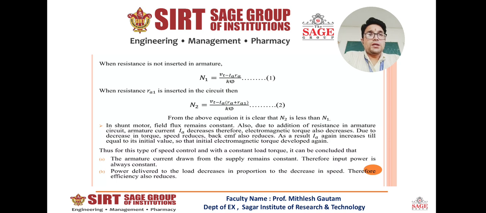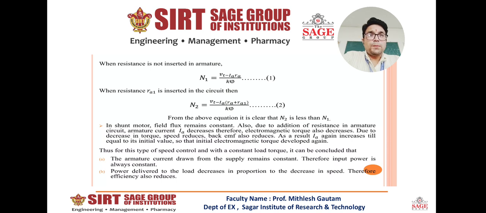From the above equation, it is clear that N2 is less than N1 if the shunt motor field flux remains constant. Also, due to the addition of resistance in the armature circuit, armature current Ia decreases, therefore the electromagnetic torque also decreases. Due to decrease in torque, speed reduces, and back EMF also reduces. As a result, Ia again increases till it equals its initial value, so that the initial electromagnetic torque is developed again.